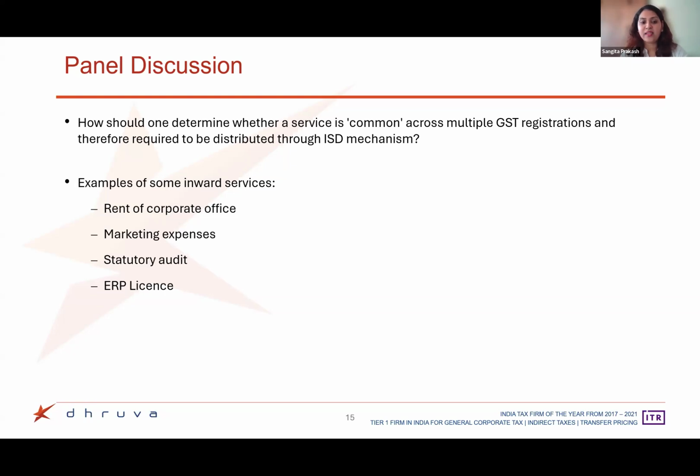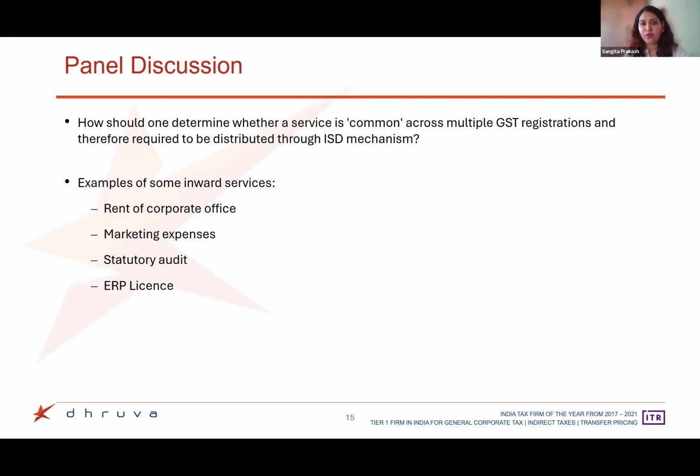And making it a little more complex is, let's say, the rent of a corporate office. What companies need to decide is whether such services are consumed by the head office in performing their activities. So the head office typically houses your HR, your IT, legal, etc.